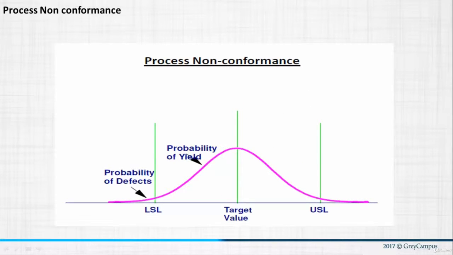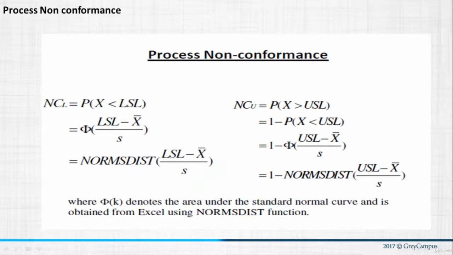When we talk about nonconformance, again, the yield is inside of my upper and lower specification limits. My target value is obviously going to be in the middle of that specification range. This is one way that I can predict what my process yield or probability of defects is going to be using the Z table. Here are the equations to apply that, and the function within Excel that you can use to do this automatically.